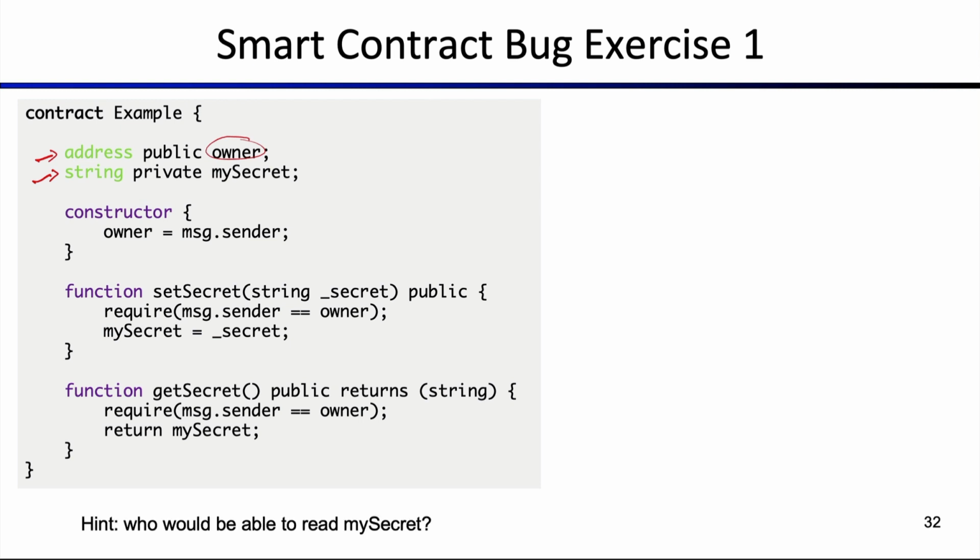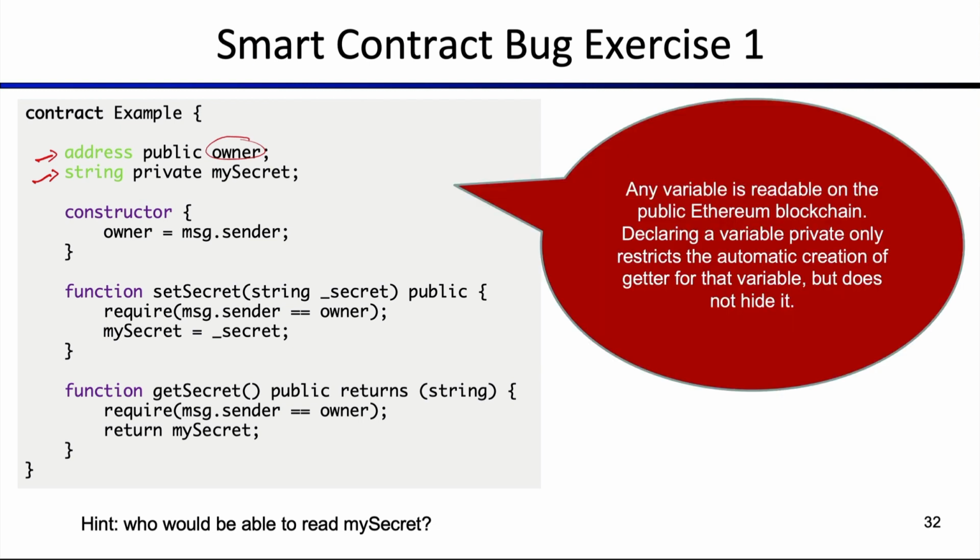Okay, I'll give you a little hint. Who do you think would be able to read my secret? Absolutely. Any variable is readable on the public Ethereum blockchain, whether it's called private or public, it doesn't matter. Declaring a variable as private only restricts the automatic creation of getter functions for the variable, but it does not hide the content.